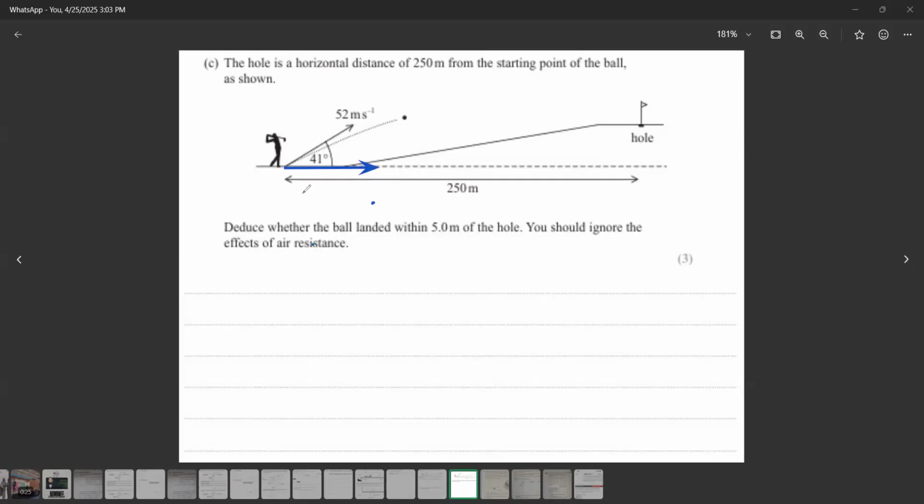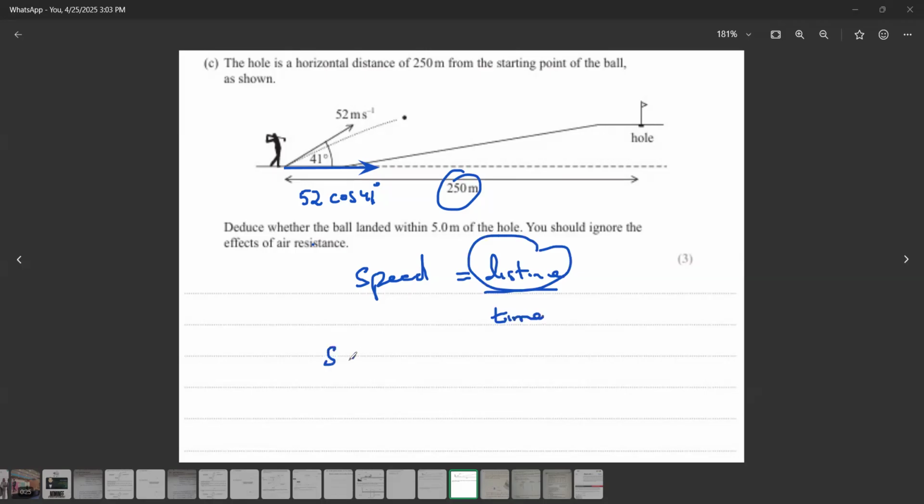The horizontal component is equal to 52 cosine 41, and the distance is 250. So we use a formula because horizontally it does not accelerate. We use speed is distance divided by time. If I need the horizontal distance, it will be speed multiplied by time. So the horizontal speed is 52 cosine 41 multiplied by time. We already calculated in the previous part, as this is a continuation of the question, that to reach the hole it takes 6.62 seconds. So the time is equal to 6.62 seconds.